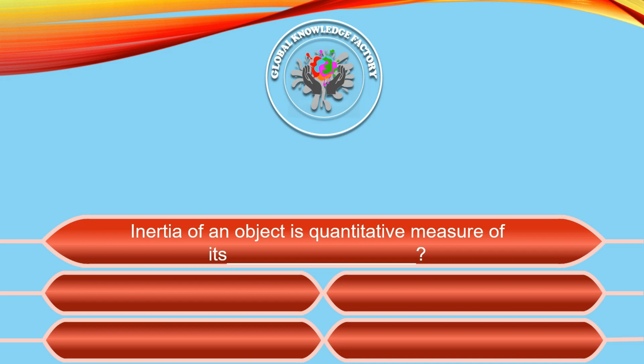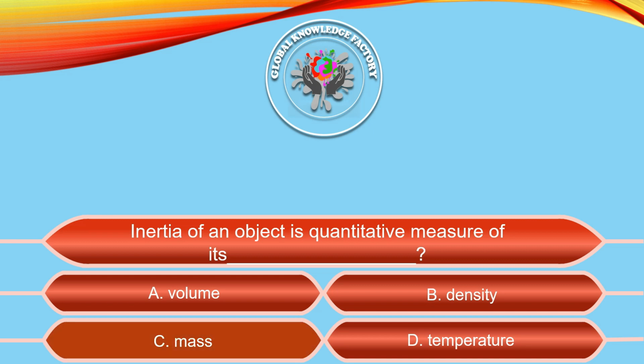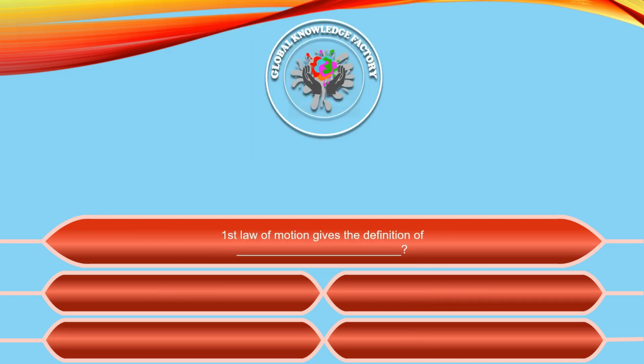Inertia of an object is quantitative measure of its: A. volume, B. density, C. mass, D. temperature. Answer is C. mass.